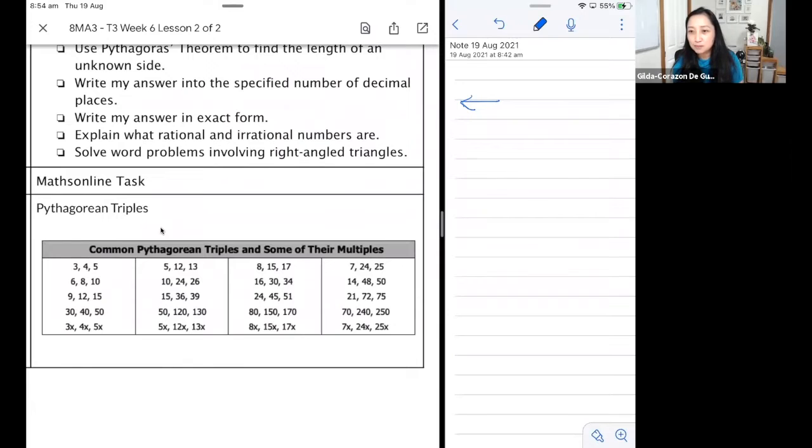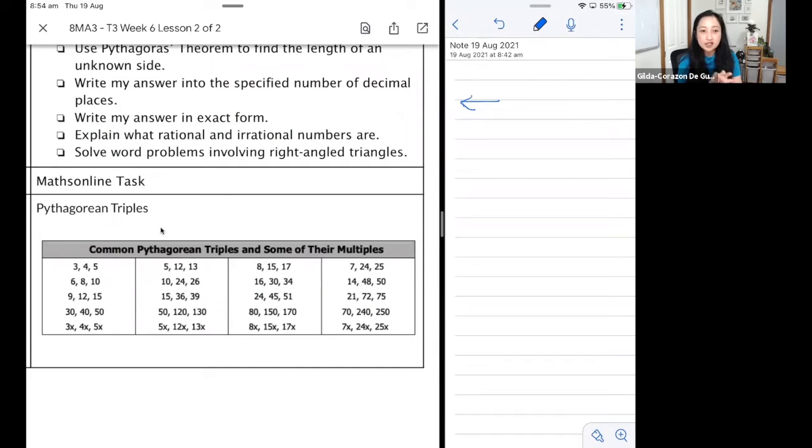There are multiples of the top. That's right. Who saw that? So you've got 3, 4, 5. Underneath it would be 6, 8, 10. Underneath it would be 9, 12, 15. So if you multiply each of the sides of a 3, 4, 5 triangle by 2, you get 6, 8, 10. If you multiply each of the sides by 3, you get 9, 12, 15.